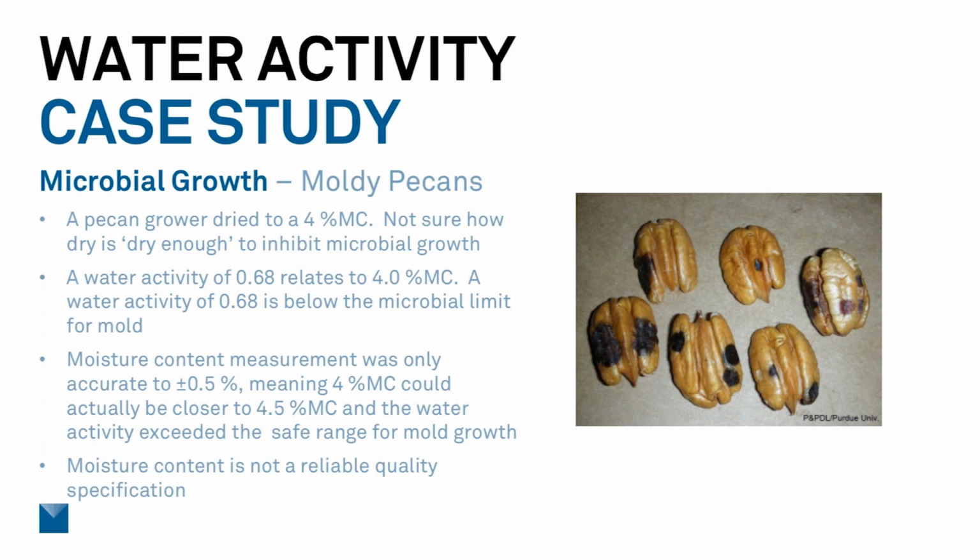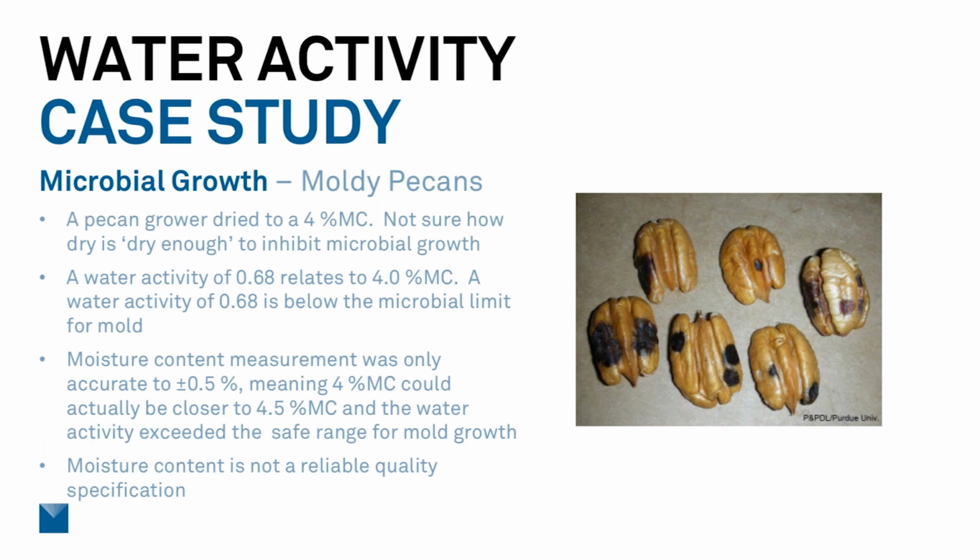After running an isotherm to determine the relationship between water activity and moisture content for the pecans, we find out that water activity of 0.68 relates to a 4% moisture content. And we know that water activity of 0.68 is below the microbial limit for growth, so it shouldn't happen. So if he's able to keep this here, then we can see that it's going to be fine, that they won't be able to mold.